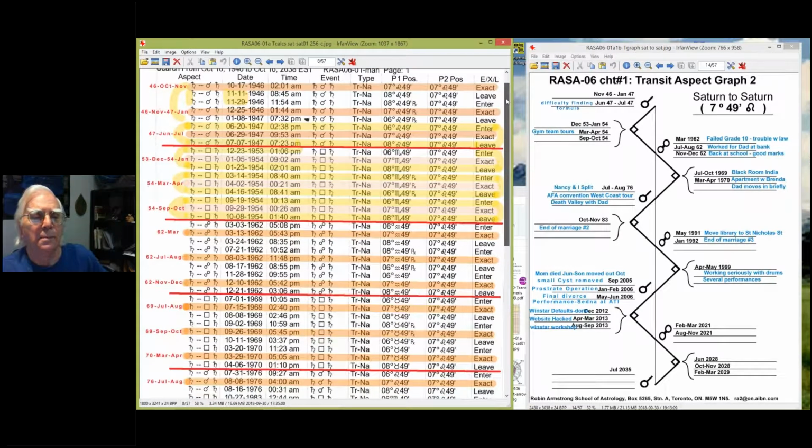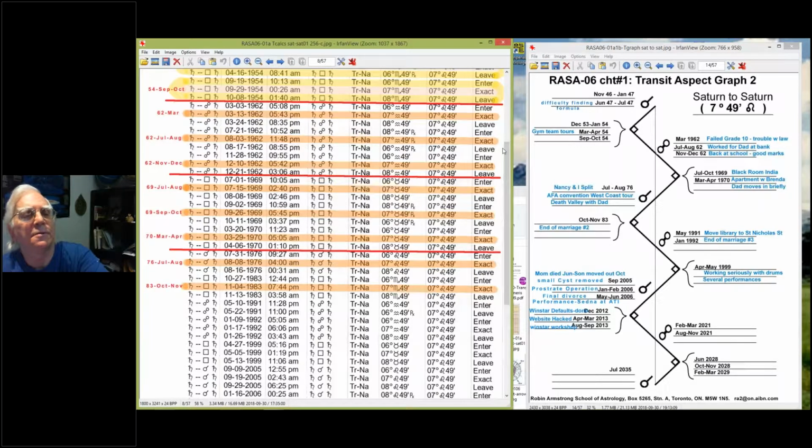Okay, so these are the dates. You don't have to write them down. You can take them off of here and write them right onto your chart. So you can write them on the sheet just to be sure, but you've got it.